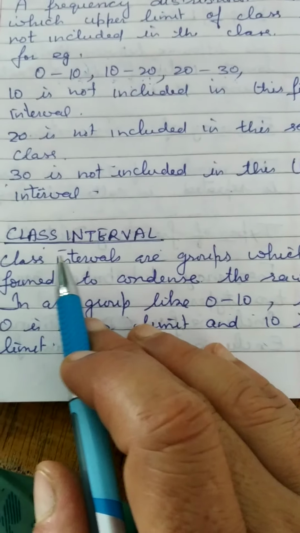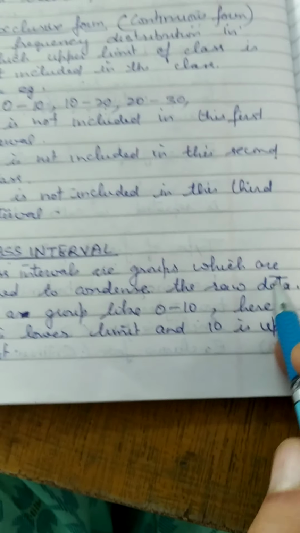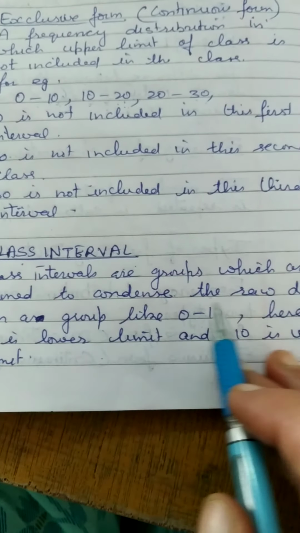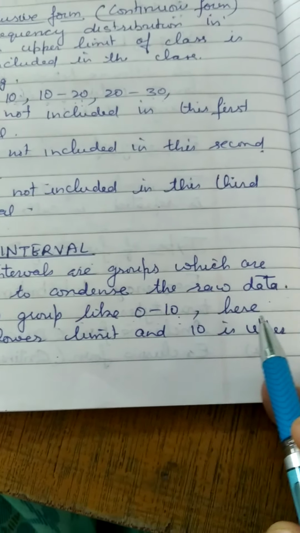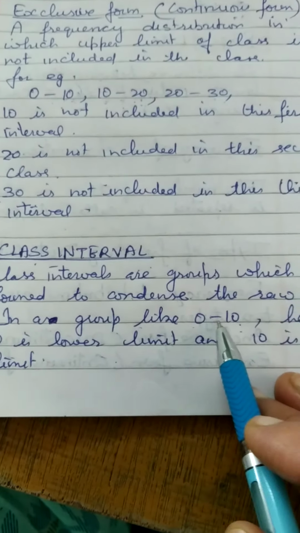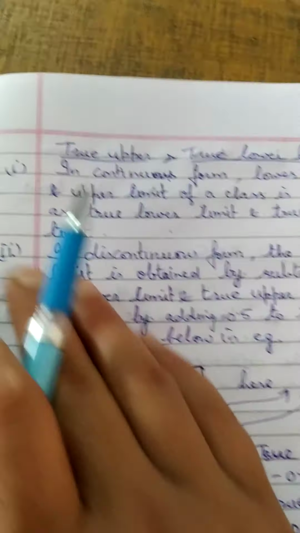Now we will talk about the class interval. Class intervals are groups which are formed to condense the raw data, in a group like 0 to 10. Here 0 is the lower limit, 10 is the upper limit.